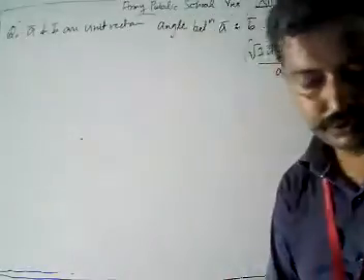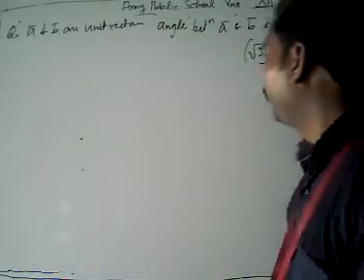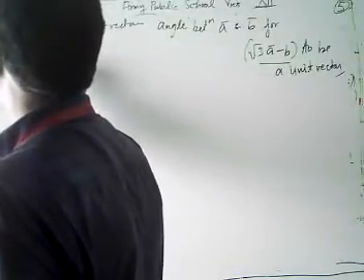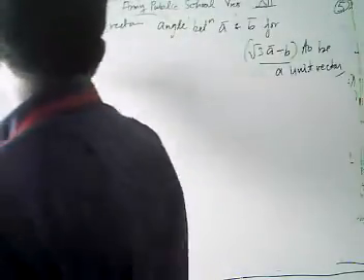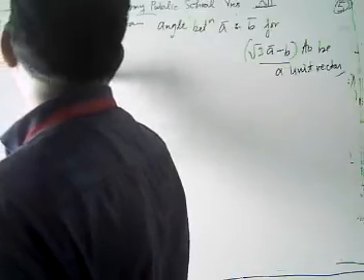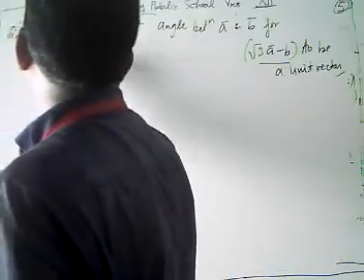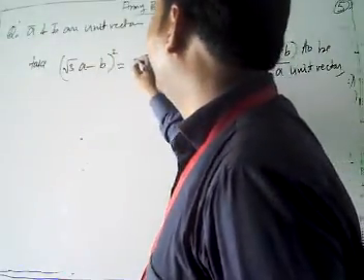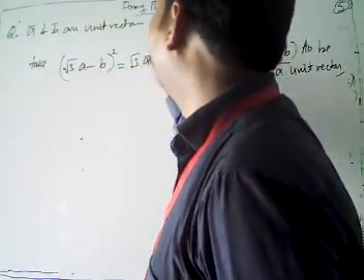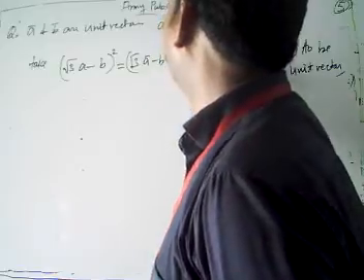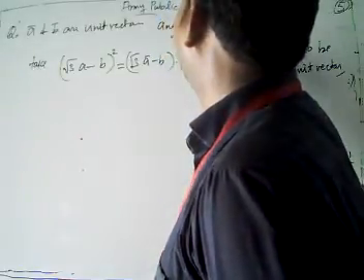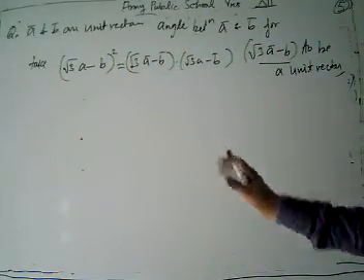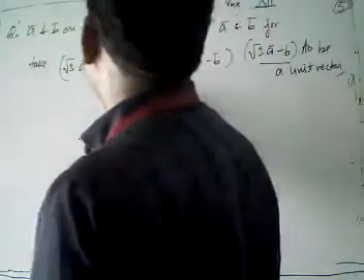Now look, we have √3A − B, and we start by taking the square of the given vector, |√3A − B|². What is the meaning of this? It means (√3A − B)·(√3A − B). What is the meaning of the square? Now from here, what do we have?